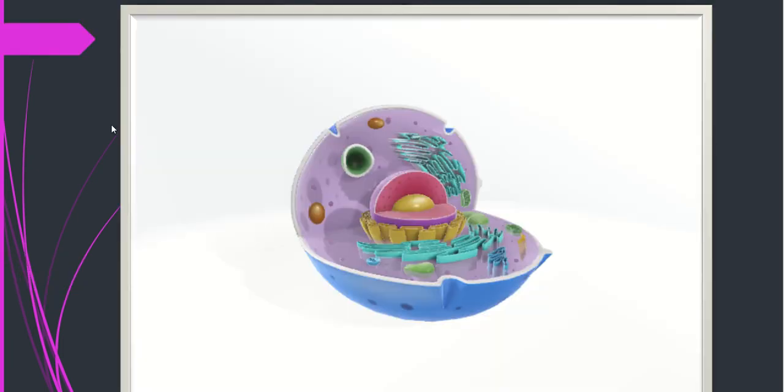Hello buddies, in today's video we are going to see about the endoplasmic reticulum. First, let's look at the cell. The cell is the smallest unit which makes up all living organisms, and it has many organelles. But today we are going to discuss only the endoplasmic reticulum.